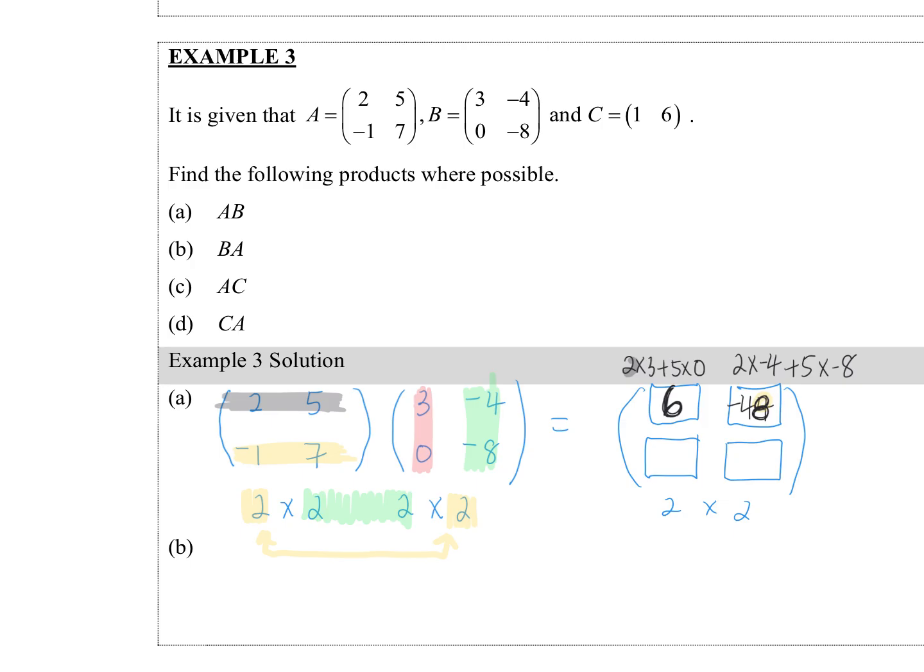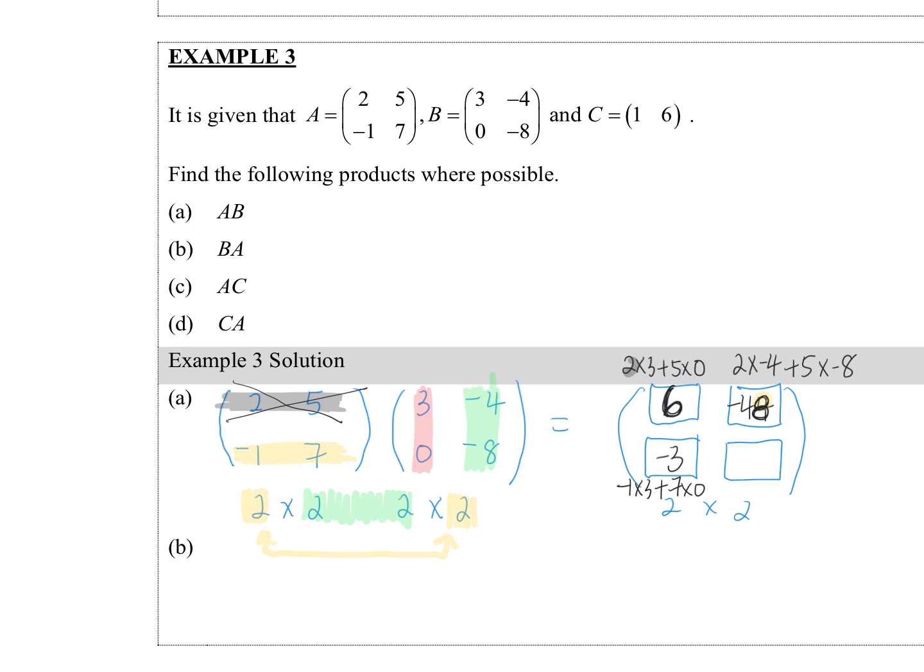Okay. So now I'm done with this row already, right? I ignore it already. I don't care about this. So I move downward now. So this one will multiply with the red column. So negative 1 times 3 plus 7 times 0. So negative 1 times 3 and then 7 times 0. So I get negative 3 for this entry. So I'm done with the red column.